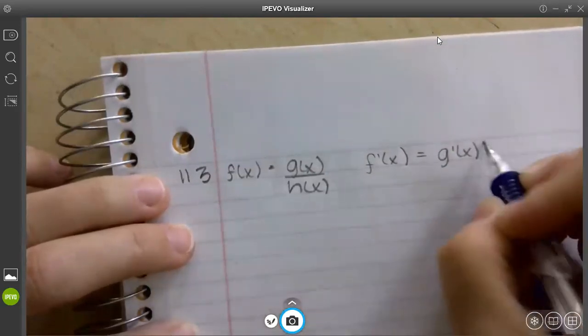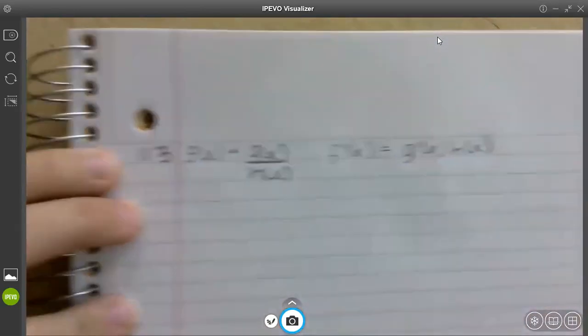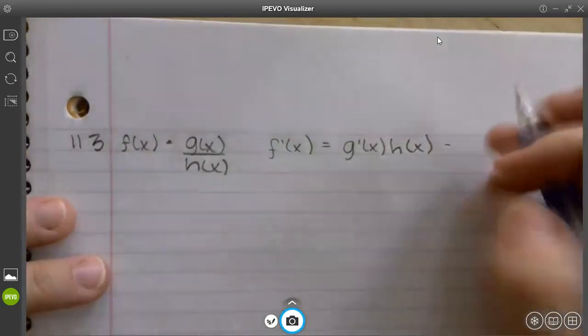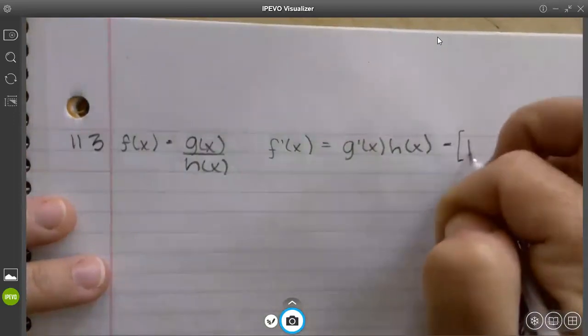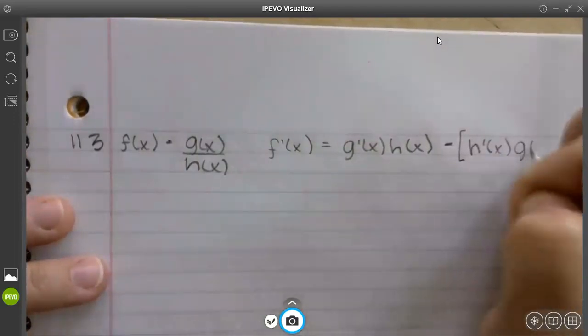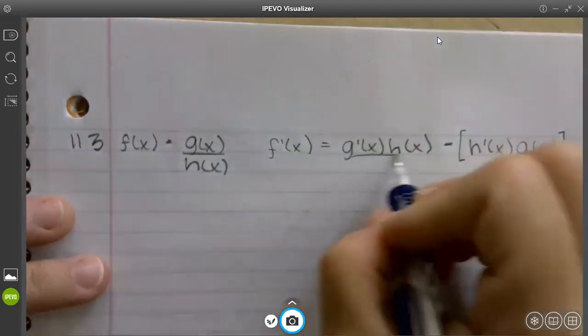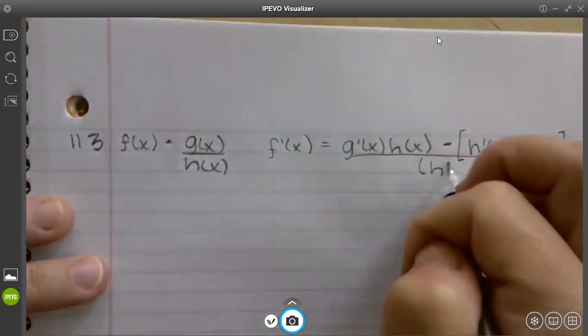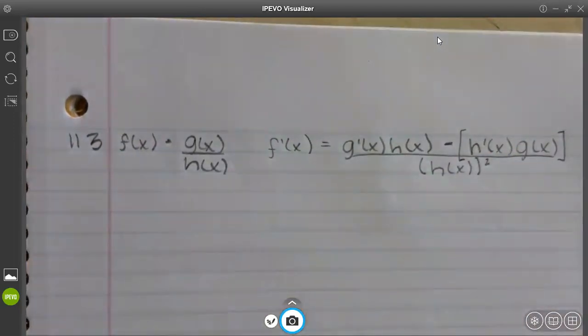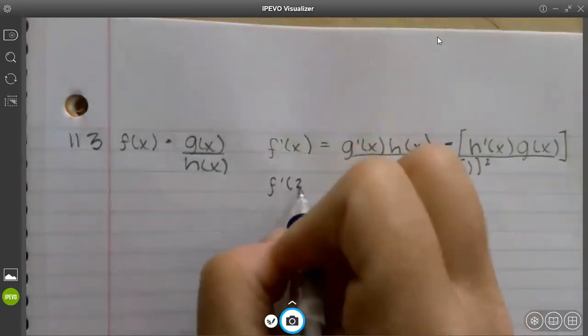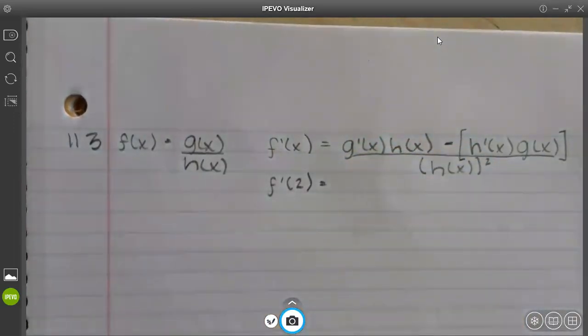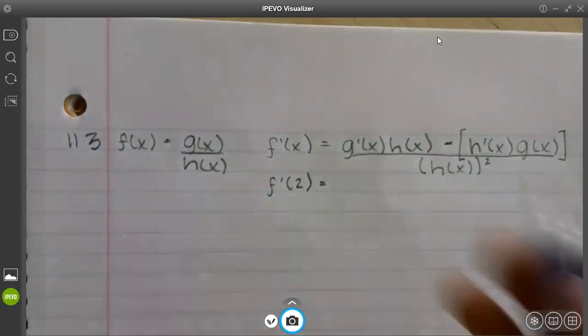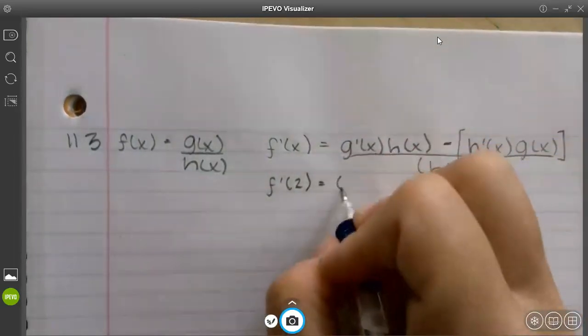The derivative of the top times the bottom minus the derivative of the bottom times the top all over the bottom squared. They gave you all of these to find f prime of 2. They gave you g prime of 2 was -2.